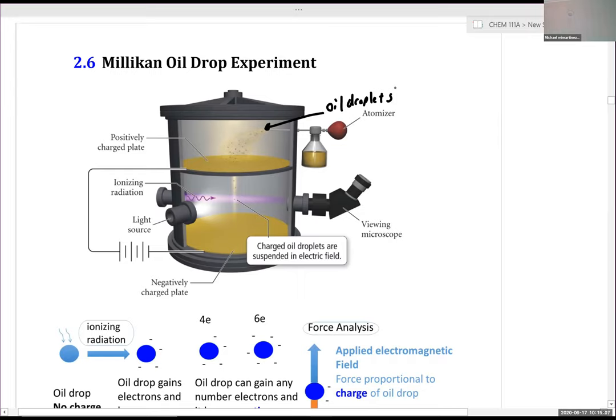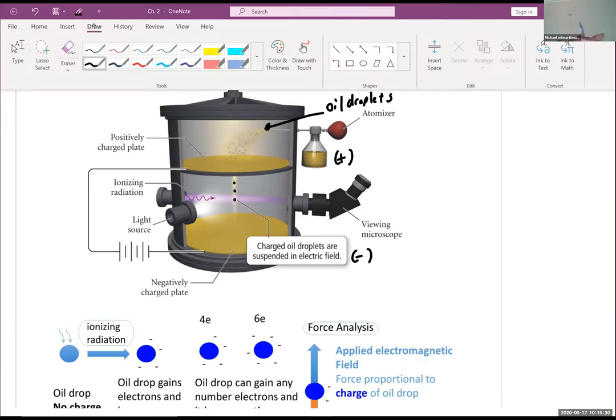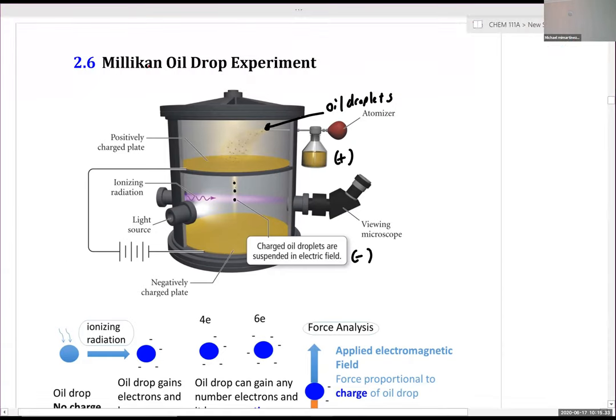Okay, you have a positively charged plate and a negatively charged plate. And what you're going to do is allow the oil drops to pass down a small collimating slit, and you're going to expose them to ionizing radiation. After exposure to ionizing radiation, our oil drops will gain electrons and become charged.